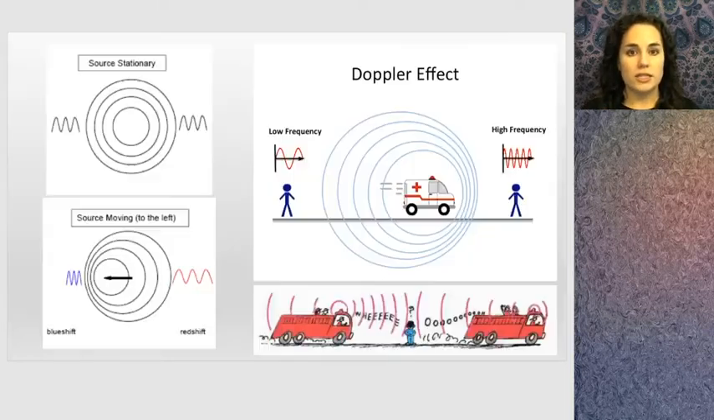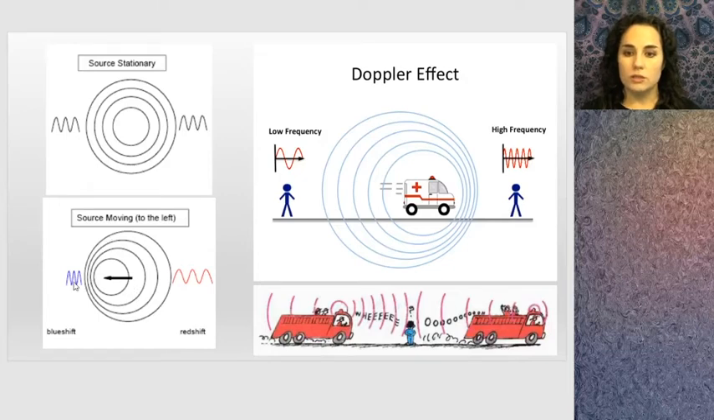To imagine these things, I picked a couple of pictures from some sources that I actually lost. I don't know where these are from. But here's a stationary source. You can see that the sound on both sides is equal to one another. All right, that's the same frequency.